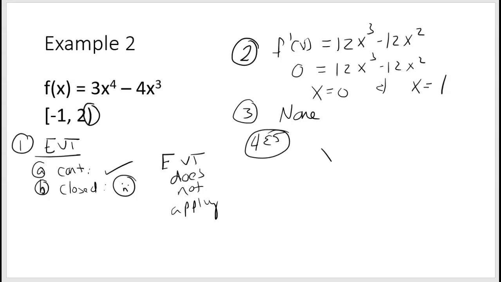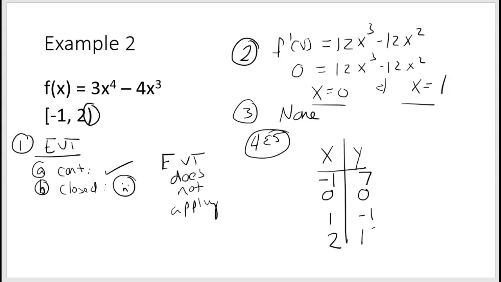Now for steps 4 and 5, we made a little chart. Remember, you always plug in your endpoints first. Your lowest one goes up here. Your highest one goes up here. Then you put your critical values in after that, right? These are all the candidates for where the extrema may exist. And then we plugged in our numbers, right? I believe we got 7 here. We got 0 here, we got -1 here, and we got 16 here.